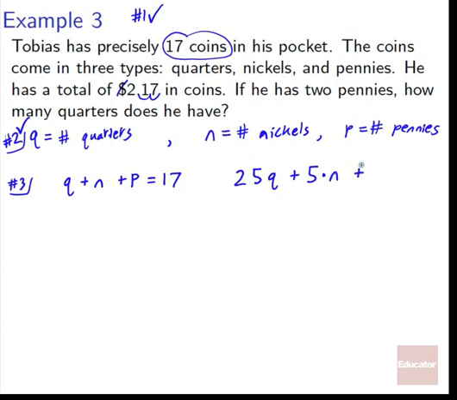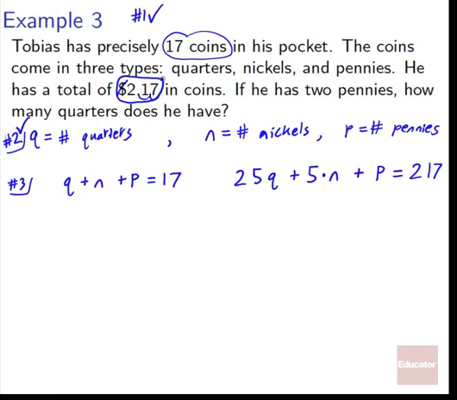Well, what number would we multiply by pennies? Oh, pennies would just be by 1, so it's just the number of pennies. So that's going to be the amount of money in his pocket. In this case, we know how many cents he has. He has 217 cents. $2.17 is the same thing as 217 cents. We are thinking about this in terms of cents. That way we just don't have decimal numbers.